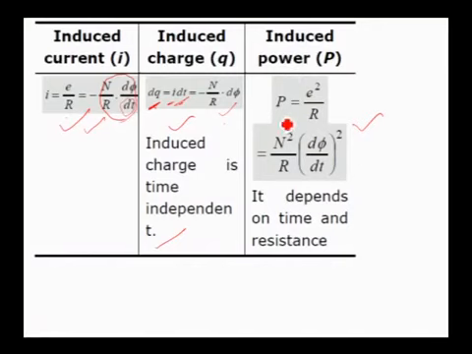But if you find the induced power, power is E square by R, and squaring this expression of induced EMF, you get one more equation like N square by R into d phi by dt whole square. But here we have a time factor, we have a resistance also. That proves the power induced here depends on the time and it also depends on resistance.